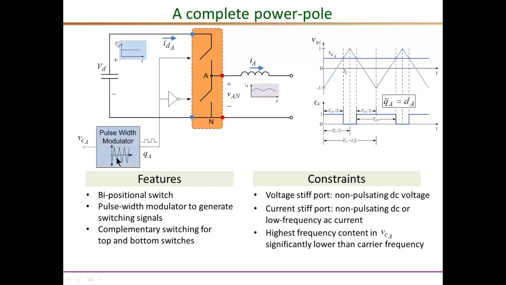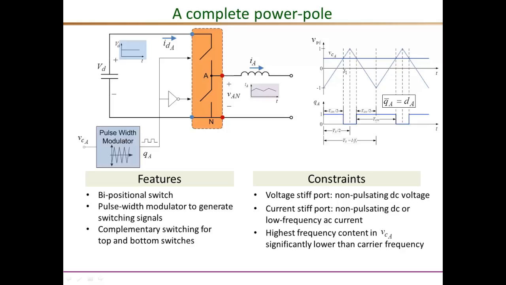QA itself is in turn derived from this control voltage VCA, which is the output of some closed loop controller, and Q is derived by this pulse width modulation process. So when VCA is higher than a sawtooth or a triangular waveform, Q becomes 1, and if not, Q is 0.